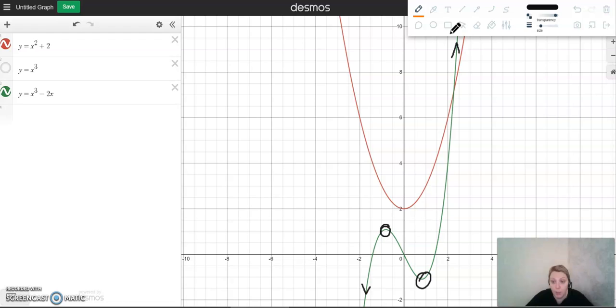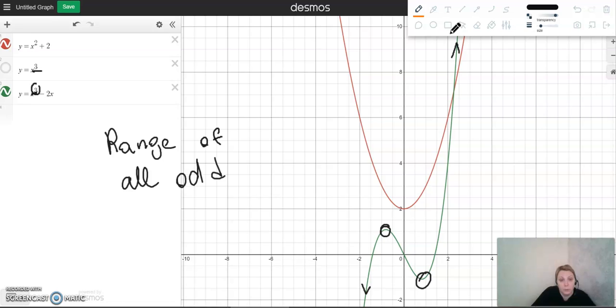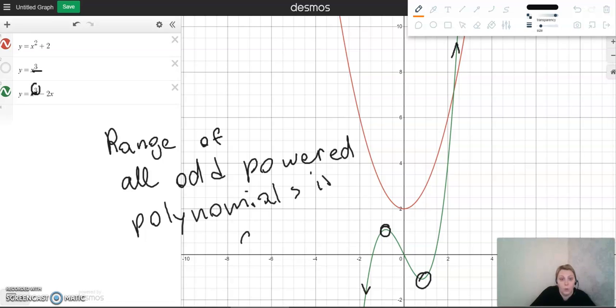In general, when we talk about polynomials, all polynomials that have odd powers, 3, 5, 7, etc., and even 1, the equation of a line definitely counts, will always have a range of all real numbers. So the range of all odd-powered polynomials is all R. It goes all the way to negative infinity and positive infinity.